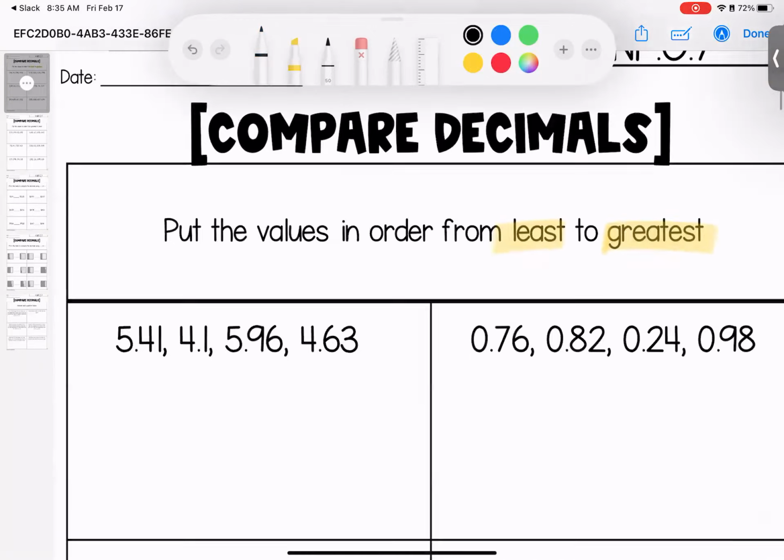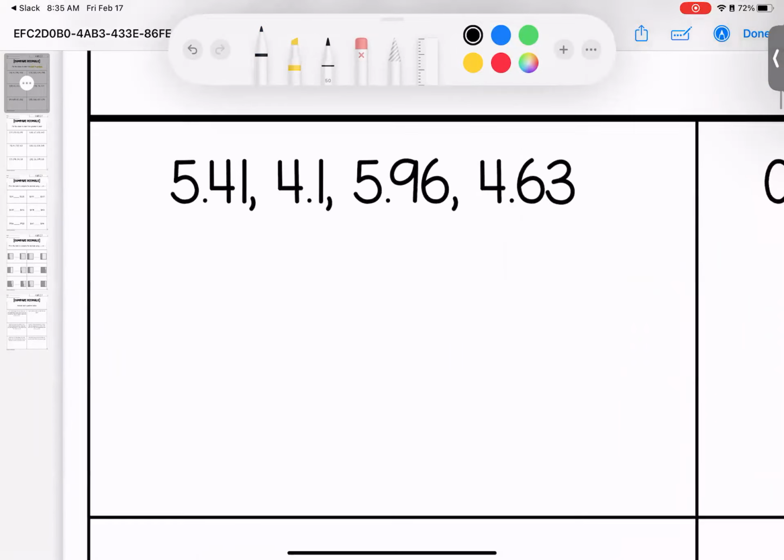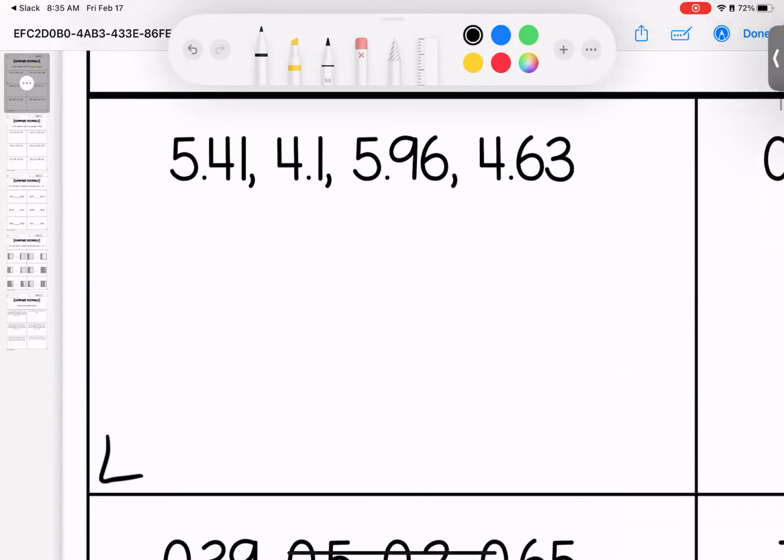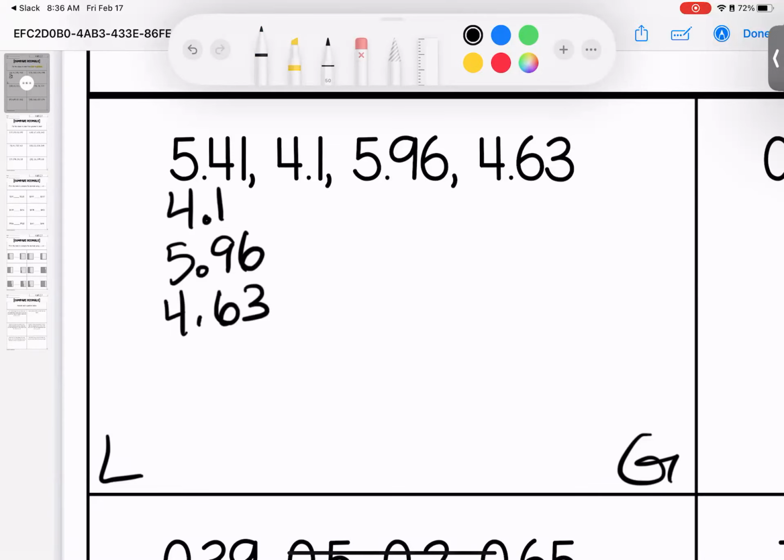So the first thing that I'm going to do is go into my square and put an L on the left for least and a G on the right for greatest to set myself up for success. Now we have options. We can compare them side to side or we can write them up and down. Whichever way is best for you. I prefer them up and down because it helps me see all of my place values on top of each other. I'm also going to take a moment to fill in any empty spaces with zeros.